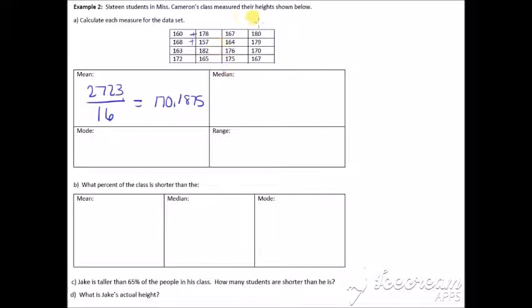For the median, we actually have to rank these, we have to list them in order. I hope I list them right. 157, 160, 163, 164. We have 165, 167, 168.